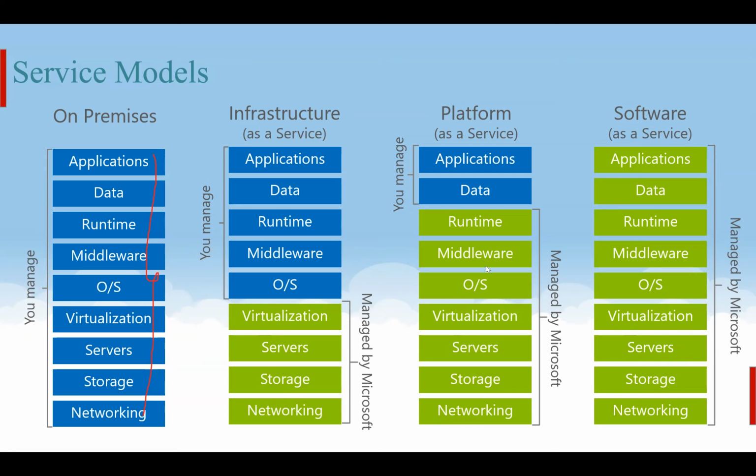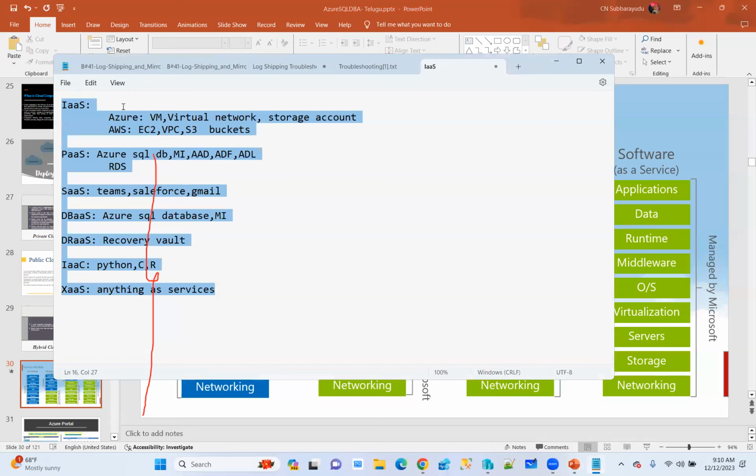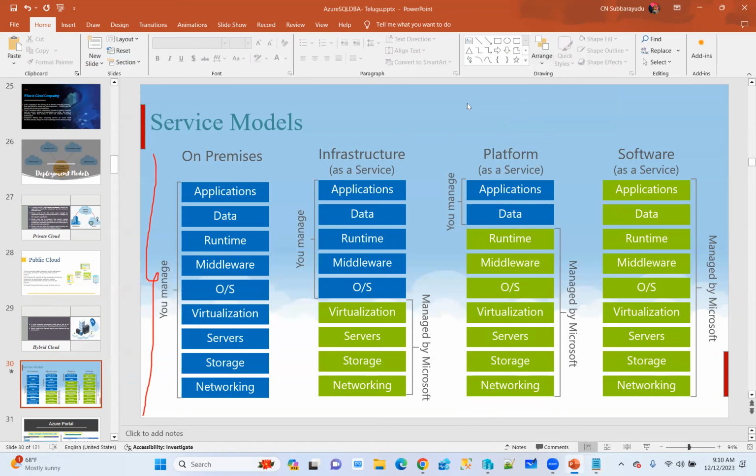Infrastructure as a service, platform as a service, software as a service, and as part of this, that's what I explained. These are all the other services we will call: database as a service, DR as a service, infrastructure as code, anything as a service. Here, our main focus should be these two. The rest, SaaS, we never work with. This is our service models. This is our deployment models.